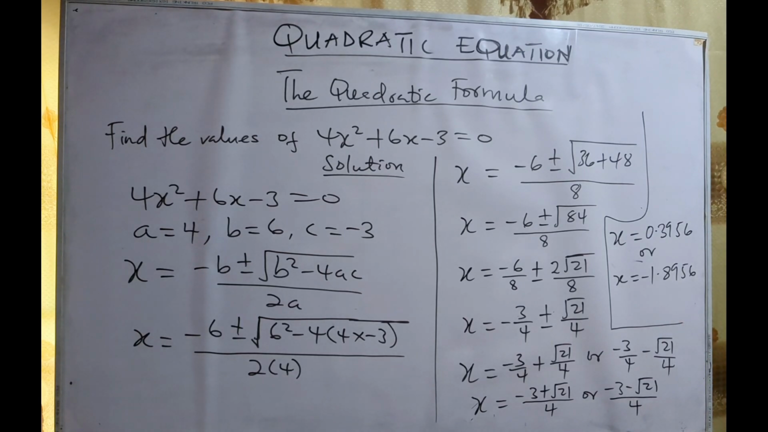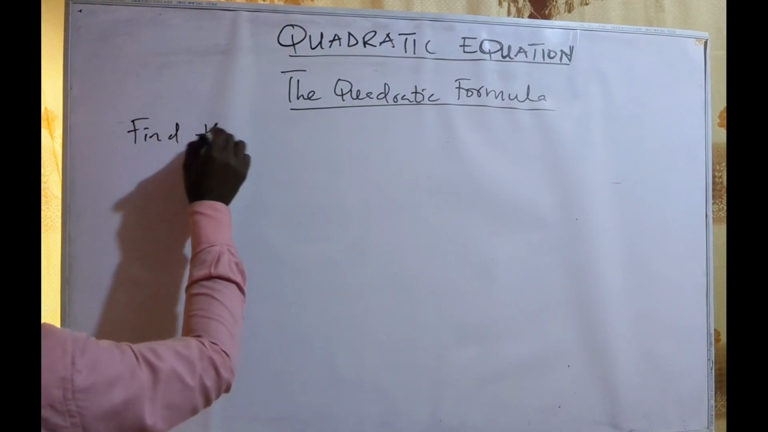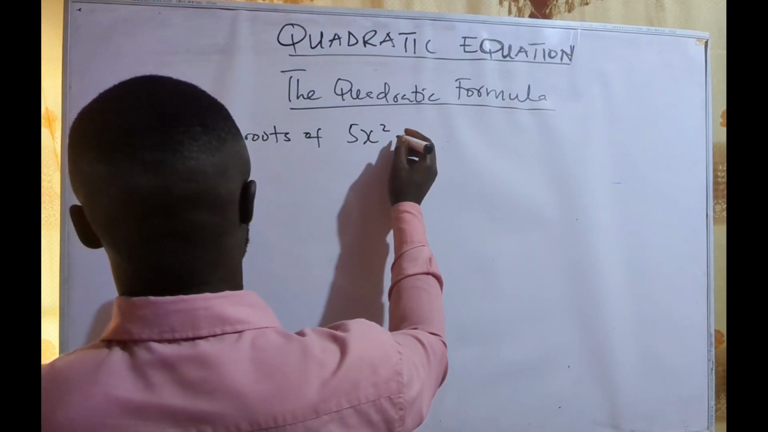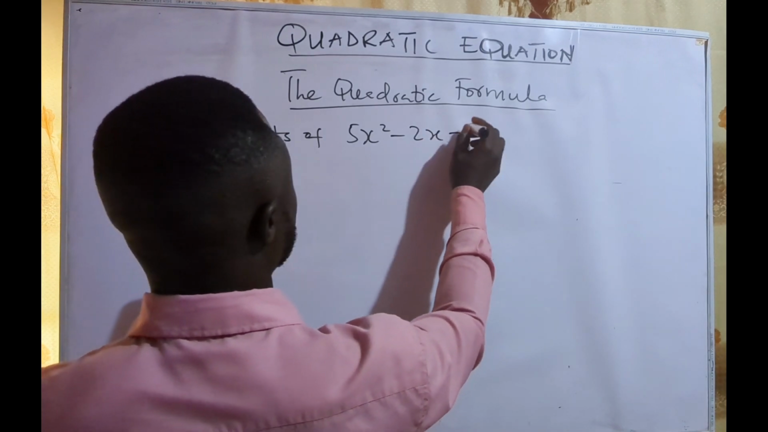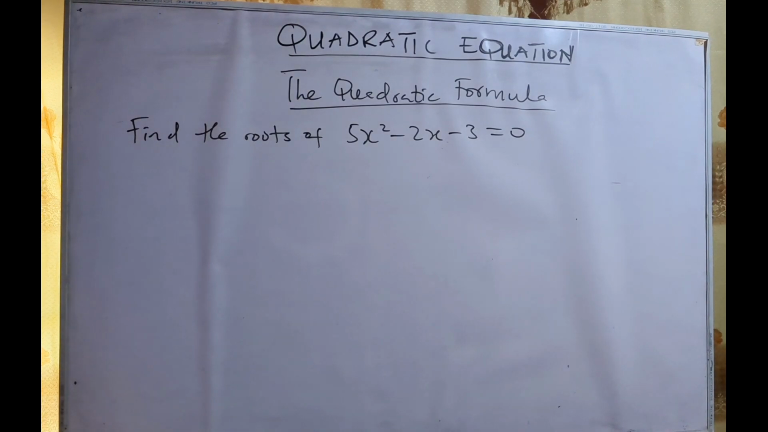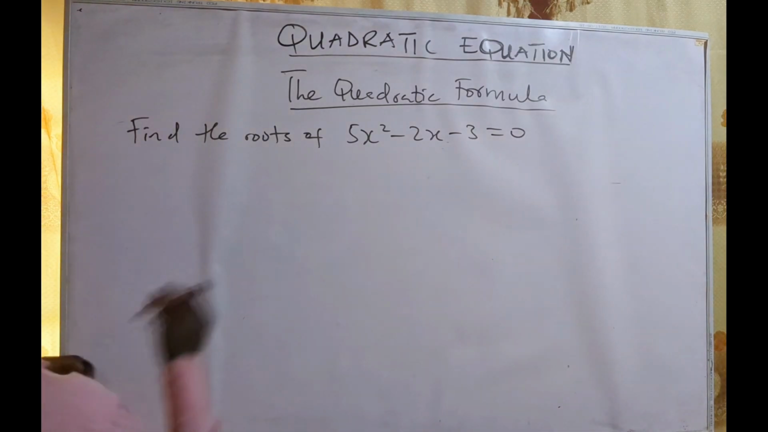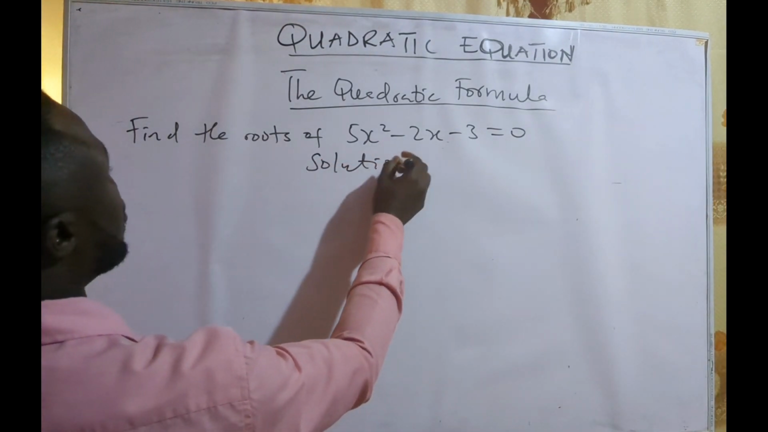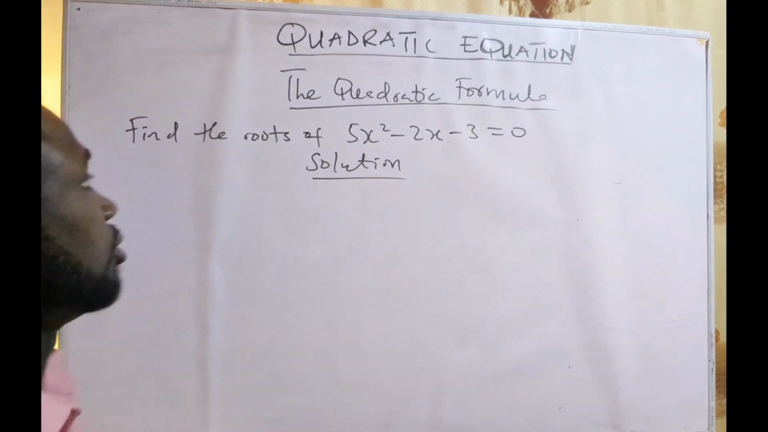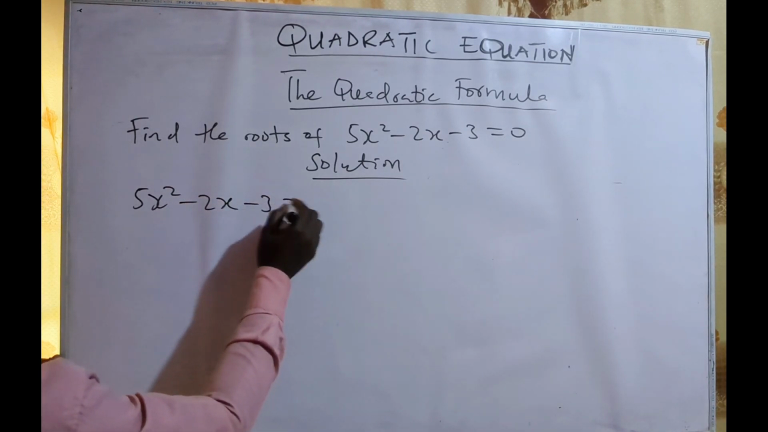Let's solve one more question on this. Find the root of 5x squared minus 2x minus 3 equal to 0. Okay. So the roots are the two values of what? The two values of x that will satisfy this particular equation. That is the root. So we have 5x squared minus 2x minus 3 to be equal to 0.